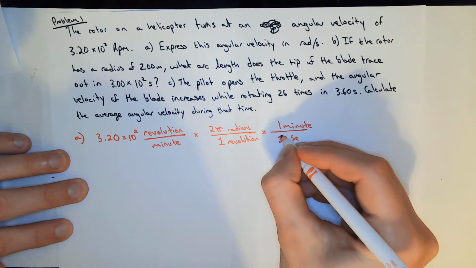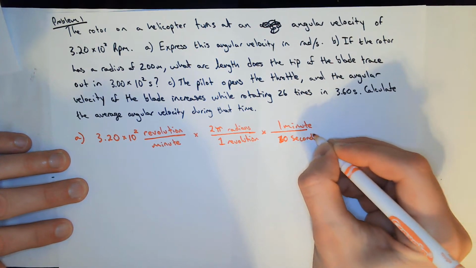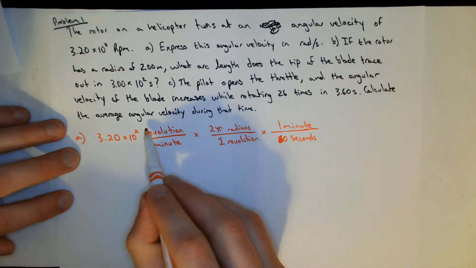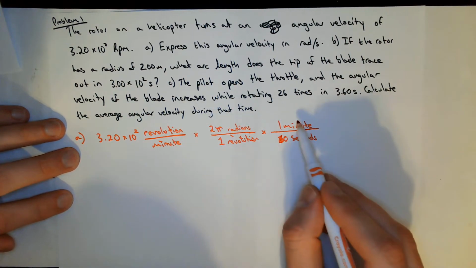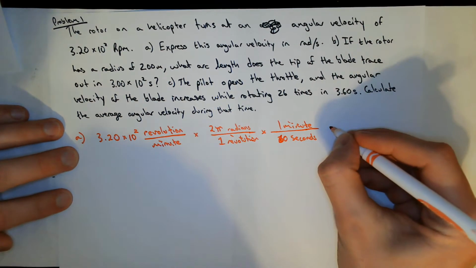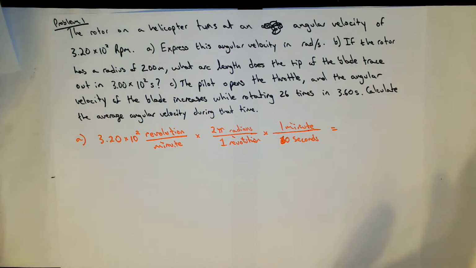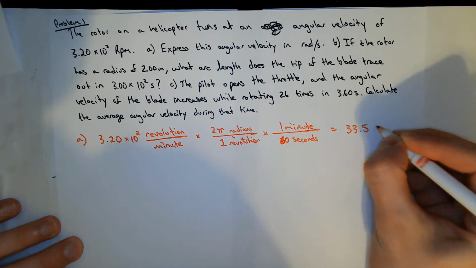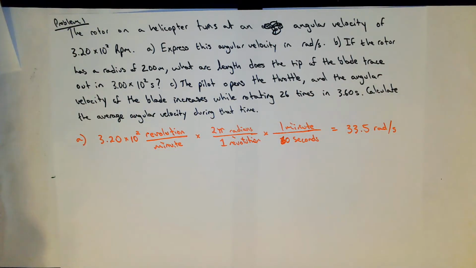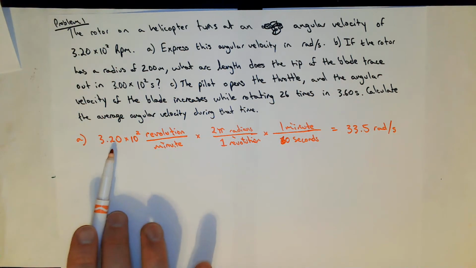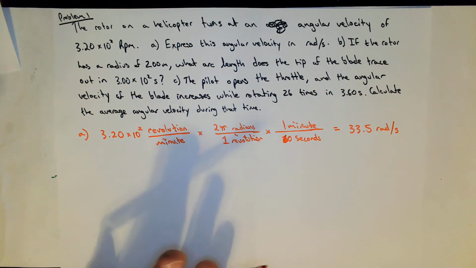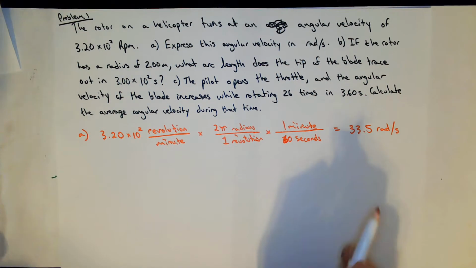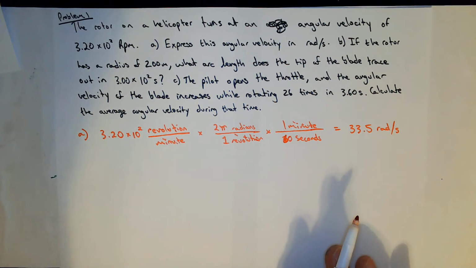60 seconds. 1 minute is 60 seconds. And it's just calculator work, right? So the units are canceling as we desire, and we're getting radians per second. I'm just going to see what the book tells us this is, because I don't think we'll have a problem calculating that. We could write this 3.2 times 10 squared as 320 if it makes you more comfortable. Okay, there it is. There's the angular velocity.